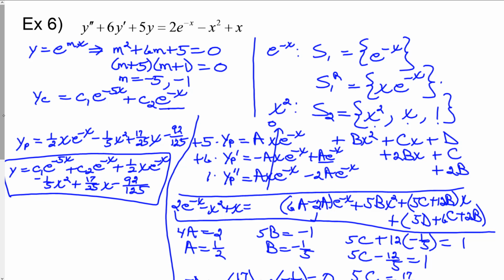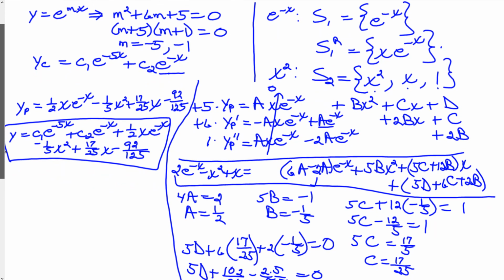Each term has its own UC set. e to the negative x had to be revised because it overlapped y sub c. So we multiplied the functions in that UC set, which is just the one, by the smallest power of x that eliminated the overlap. And that was labeled with the S sub 1 revised, the R there. All right, next thing we did was write the UC set for x squared. And since the UC set for x is a subset of the UC set for x squared, that was the last one that we needed. And it does not overlap y sub c, so we didn't have to make any revisions there.